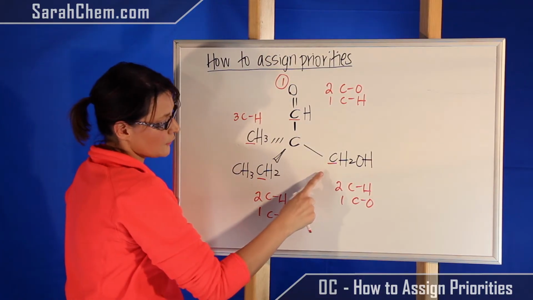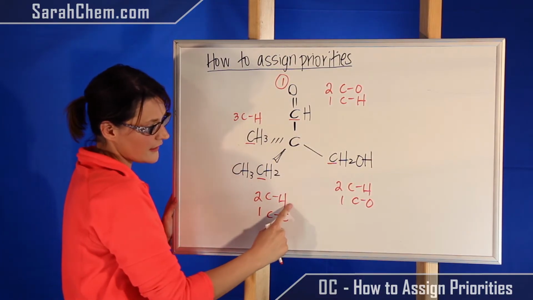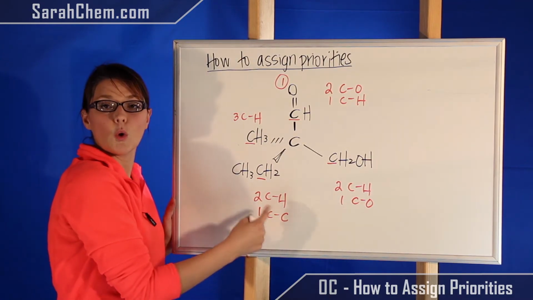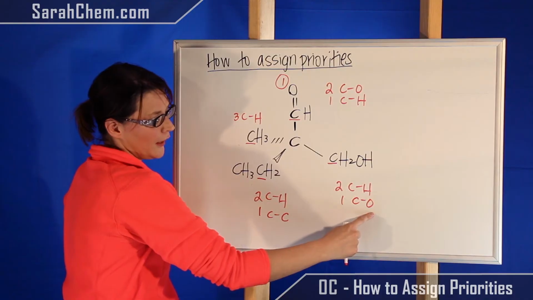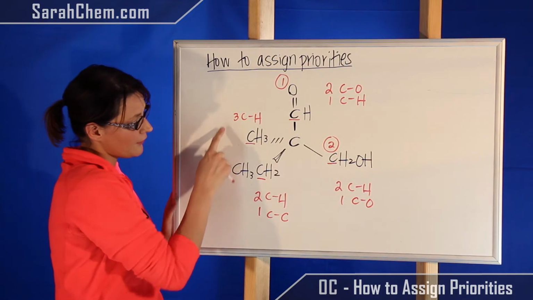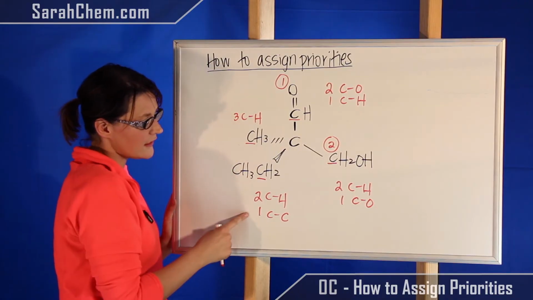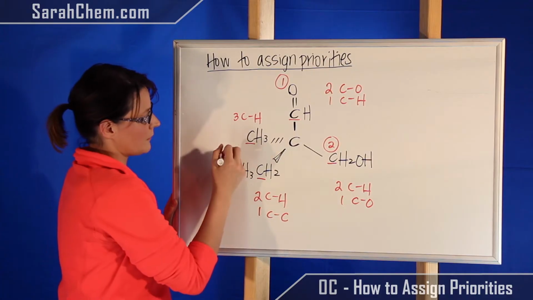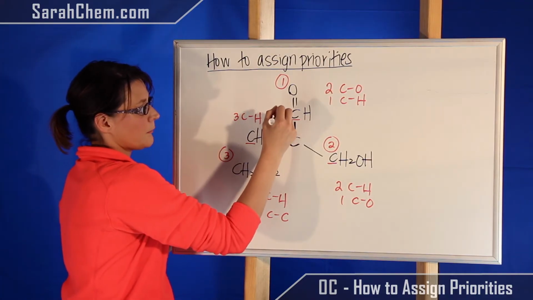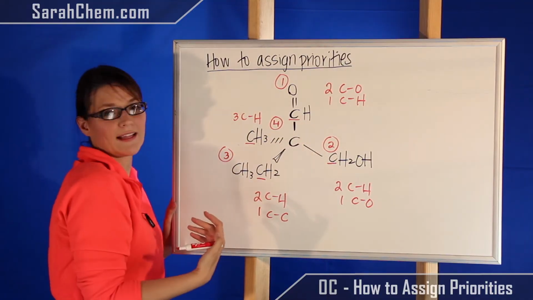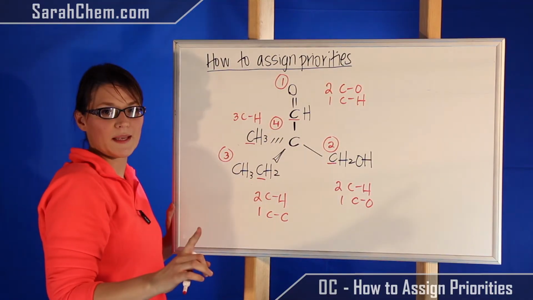Now if I take a look at this group versus this group, this has 2 CH's, that matches. This has a CO, this has a CC. Once again, the O is going to have a higher priority, so this would be group number 2. And now if I compare these two, this has 3 CH's, 2 CH's, and 1 CC. This C would have priority, so this would be group 3, and this one here would be group 4. So that's how you would rank priority for a situation like this. Let's take a look at one more example.